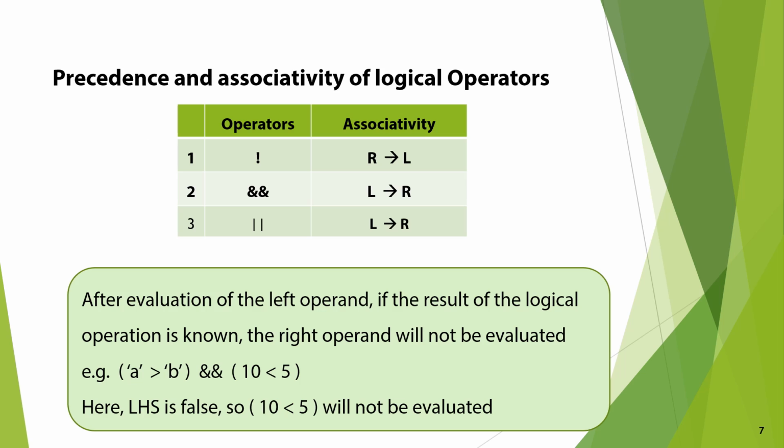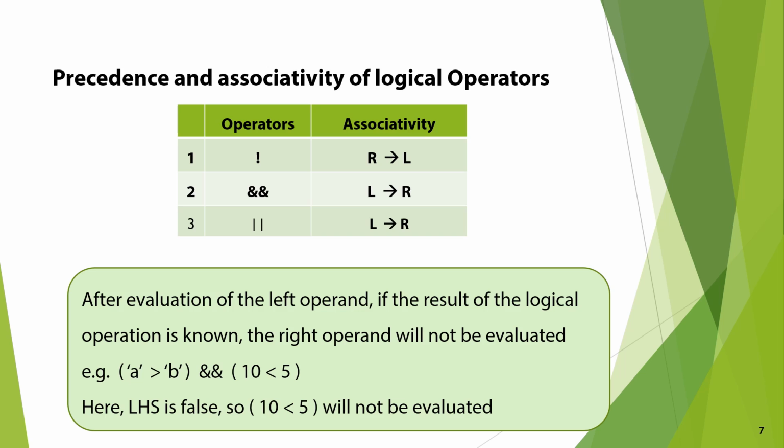In this table, precedence and associativity of logical operators is given. So the priority or precedence is divided into three steps. The NOT operator is having highest precedence. After that there is AND operator, and after that there is OR operator. For NOT operator, the associativity is right to left. For AND operator and for OR operator, the associativity is from left to right.